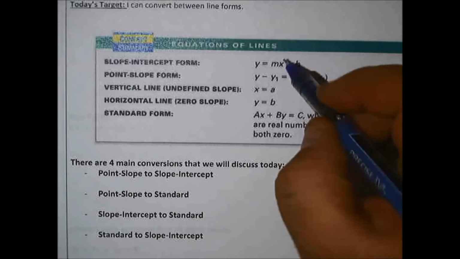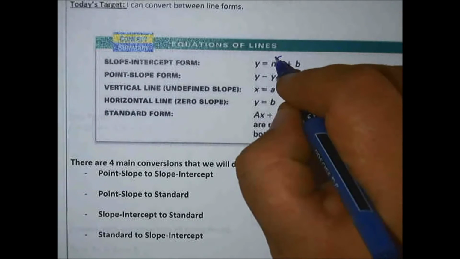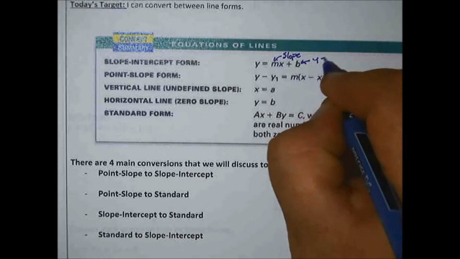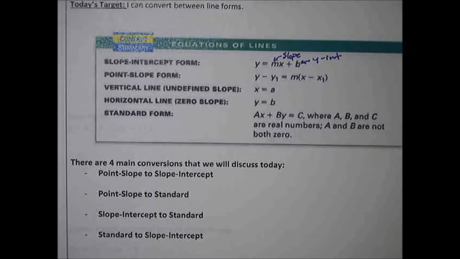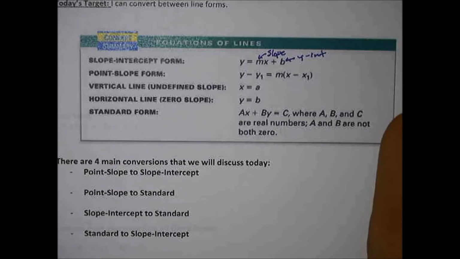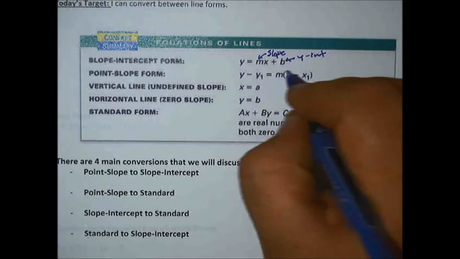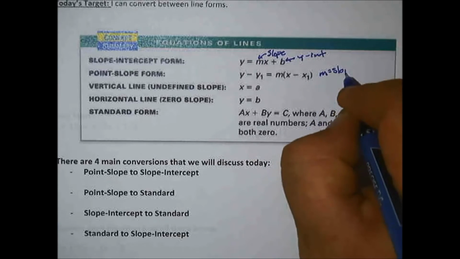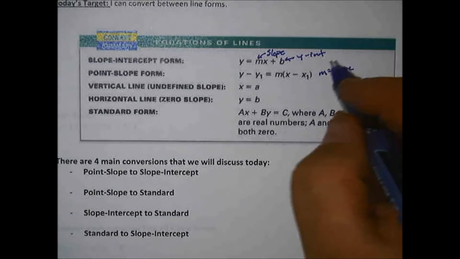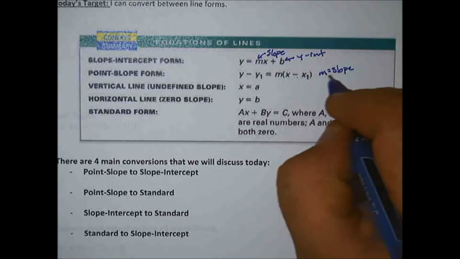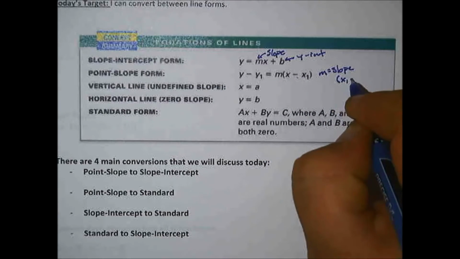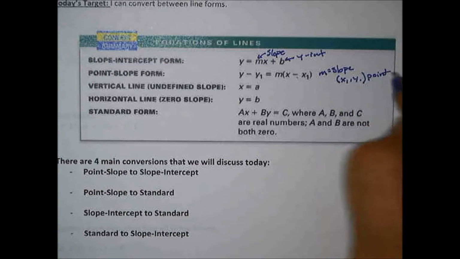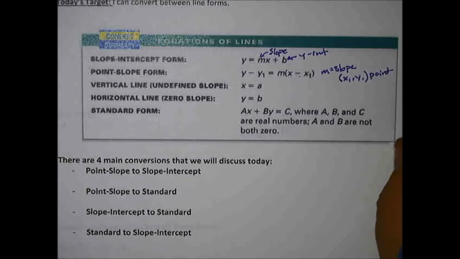Remember, we have slope-intercept form, y equals mx plus b. That's our slope, and that's our y-intercept. We have point-slope form, where m is still our slope, and the point, even though these are negatives, we switch the signs. x1, y1 is a point on the graph. That is an important point.